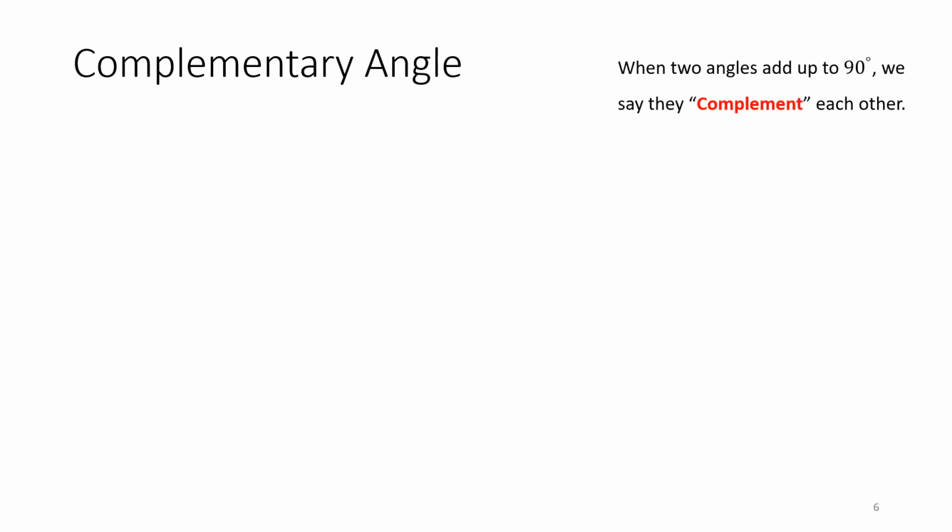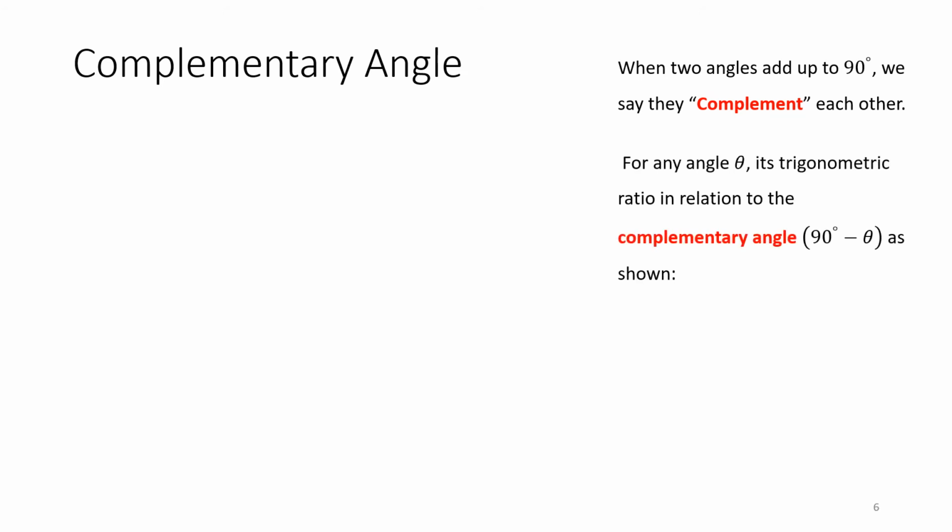Next, let's get to know what is complementary angle. When two angles add up to make 90 degrees, we can say that they complement each other. For any angle theta, its trigonometric ratio in relation to the complementary angle 90 degrees minus theta is as shown in the diagram below. So we will have our right angle triangle where this is 90 degrees because it's a right angle, and we can label any one of our vertices as theta. Then the other one will be the complementary angle, which is 90 degrees minus theta.